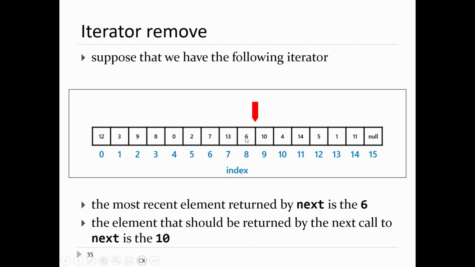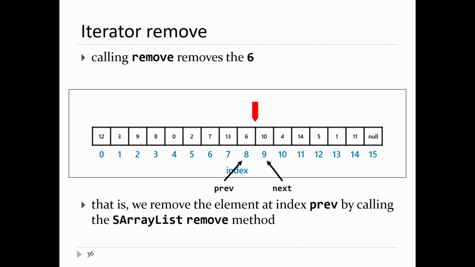So we previously returned the 6. The next thing we should return is the 10. If you call remove, remove is supposed to remove the 6. So we're supposed to remove that element there. I want to remove the element that's sitting at index this.previous. So what happens if you do that by calling remove?